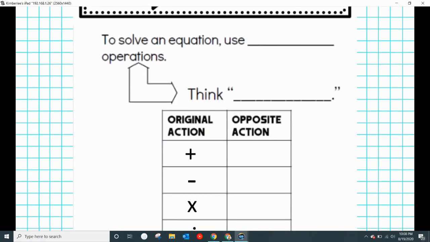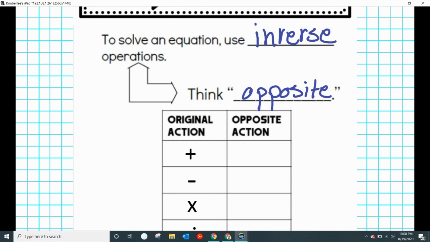Well, we have to use something called inverse operations. And when you think of inverse operations, you need to think opposite. So you need to be typing these words on your slide. So follow along with me. Pause the video when you need to. You should be typing on those journal slides that you just put into your Algebra 1 journal.